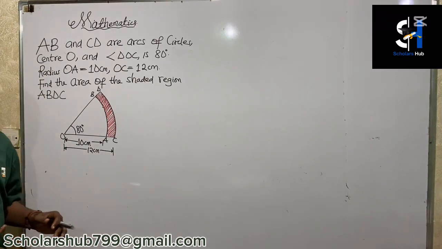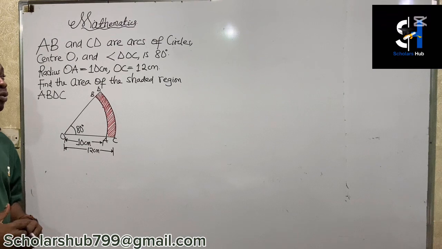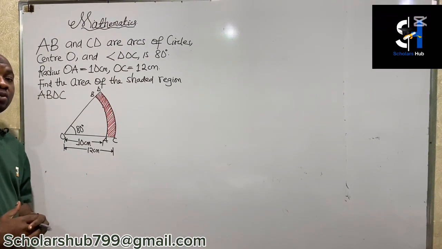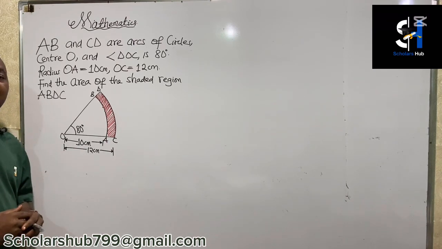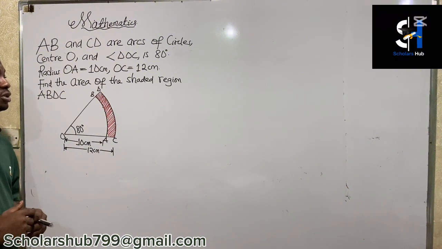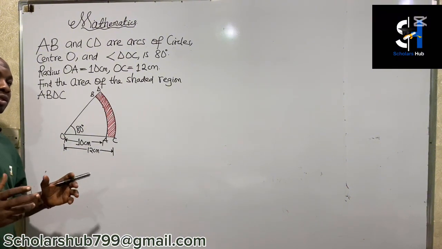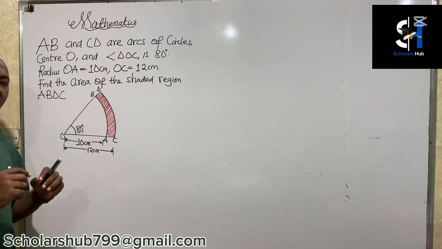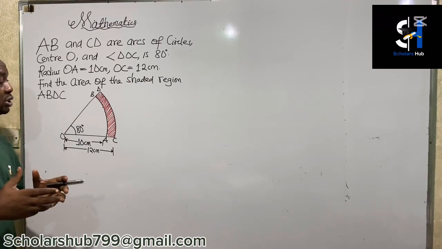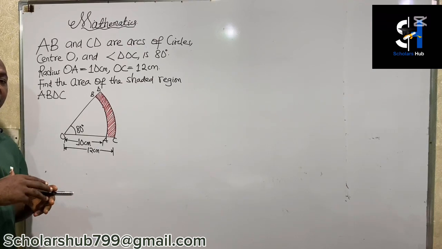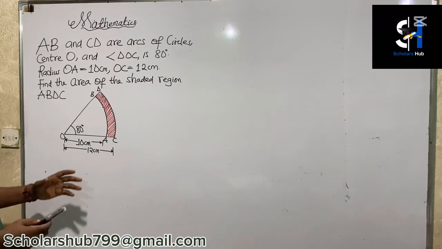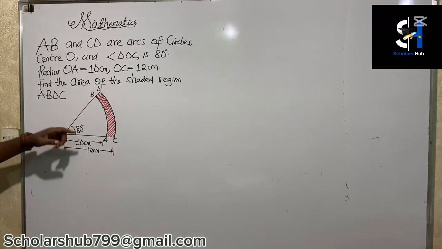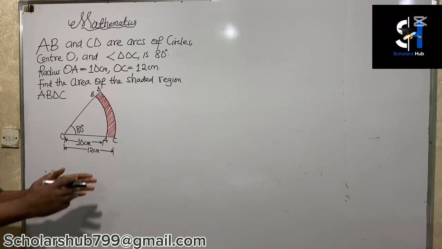This is a very simple question. One important thing to understand is that whenever it comes to calculating the area of a shaded region, two things are important. We must understand that there will be an inscribed shape and a circumscribed shape. What we have here is more like a circle within another circle.